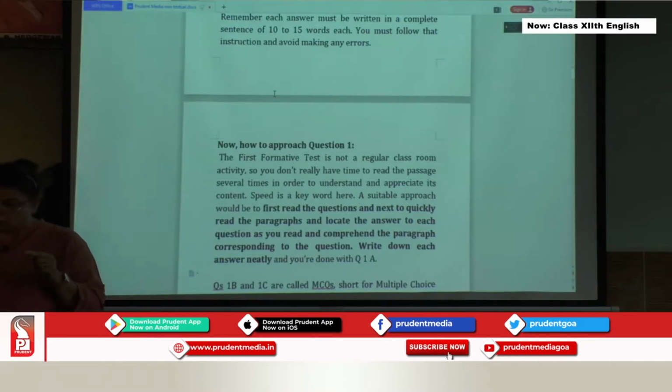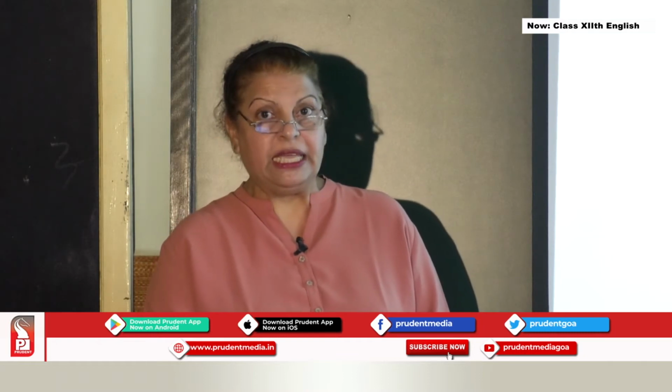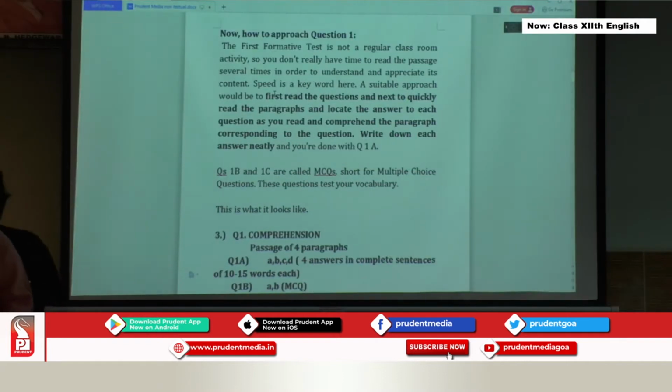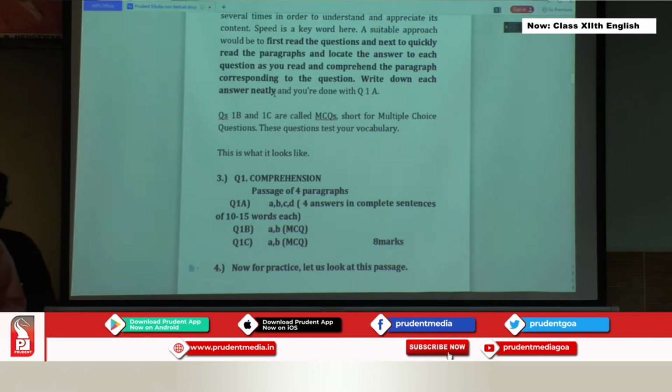A suitable approach would be to first read the questions and next to quickly read the paragraphs, locate the answer to each question as you read and comprehend the paragraph corresponding to the question. Write down each answer neatly and you're done with question 1A. Now, questions 1B and 1C are called MCQs, which is short for multiple choice questions. These questions test your vocabulary and your mastery of the language at your level, of course.